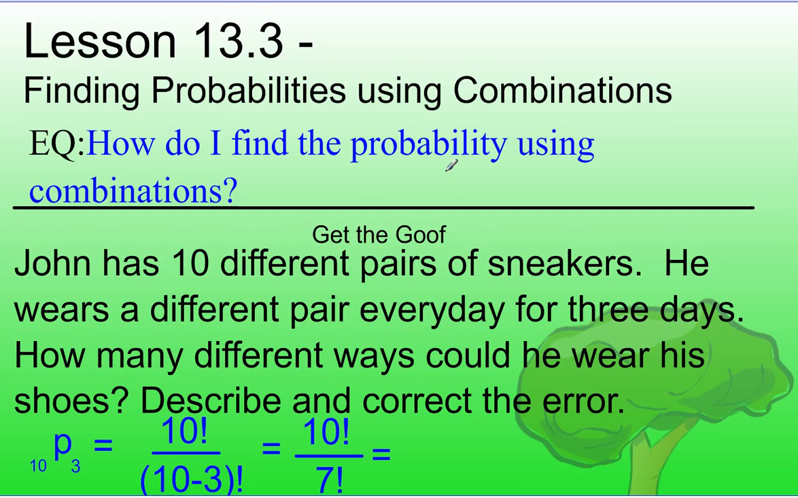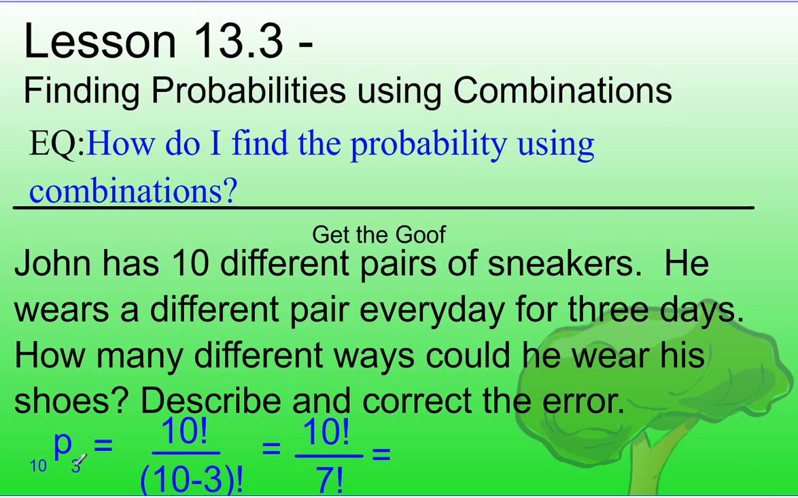So here we have our essential question: how do I find the probability using combinations? And we have a get the goof down here. It says John has 10 different pairs of sneakers. He wears a different pair every day for 3 days. How many different ways could he wear his shoes? The get the goof says 10 pick 3.